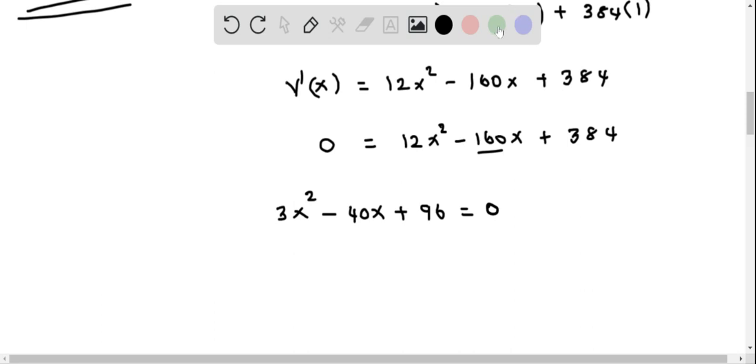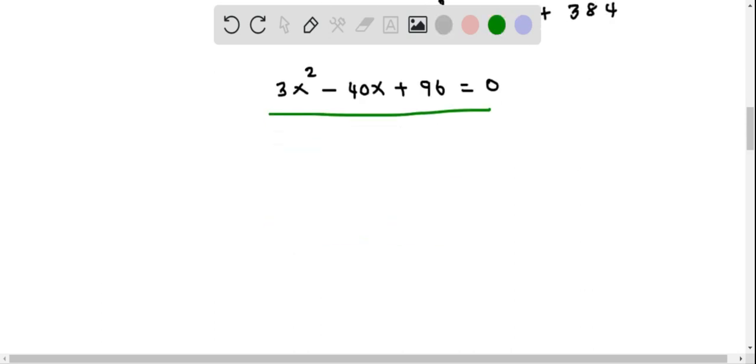So here we have obtained a quadratic equation. We can use the formula to solve for x. So we say x equals, the formula is negative b plus or minus the square root of b squared minus 4ac.